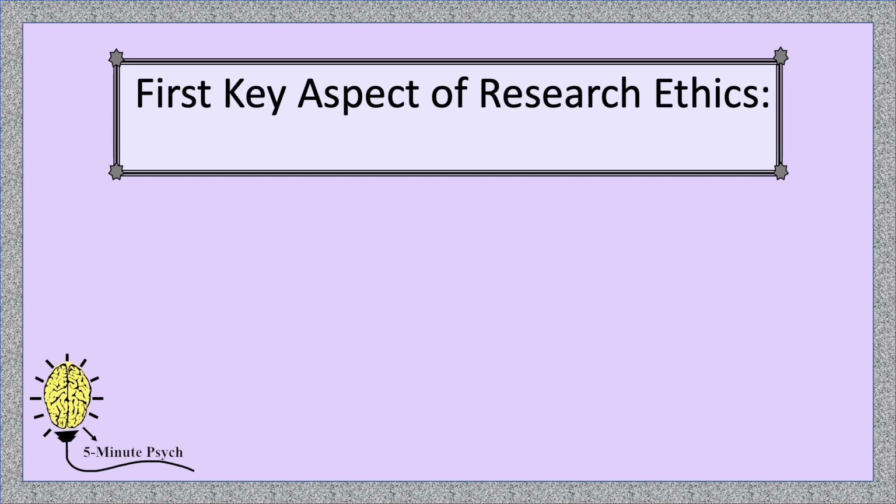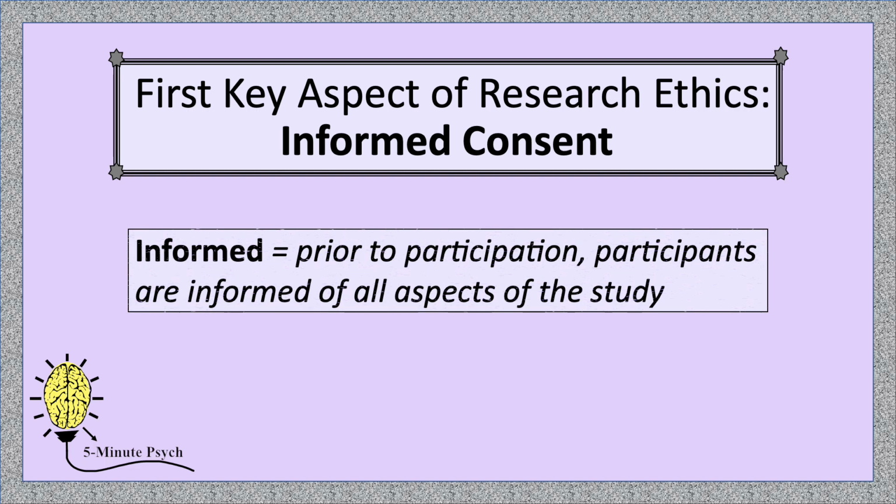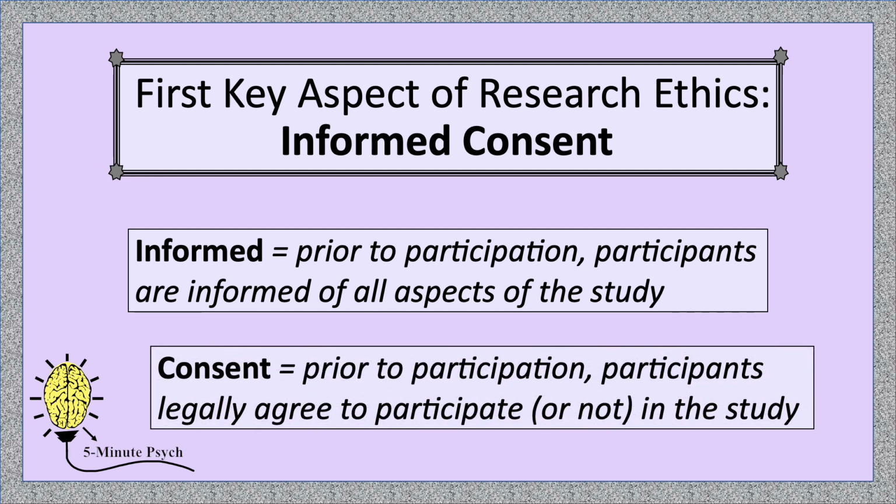There are 3 key aspects of research ethics. The first involves informed consent, which includes 2 parts, informed and consent. The informed part says that prior to participation, participants have the right to be informed of all aspects of the study. So the researcher has to tell them everything about the study up front, especially any aspects that would affect their willingness to participate. The consent part says that after learning about all the ins and outs of the study, the participant then can agree to participate or not.